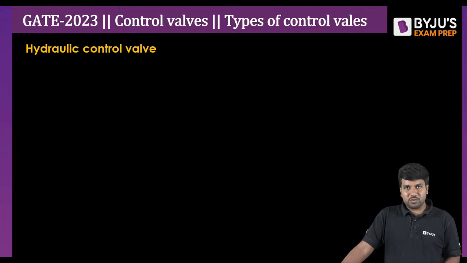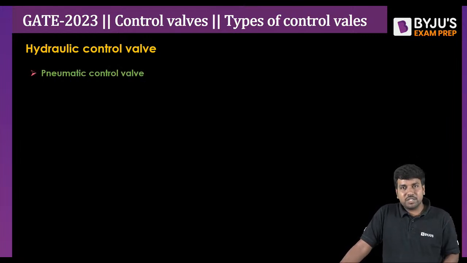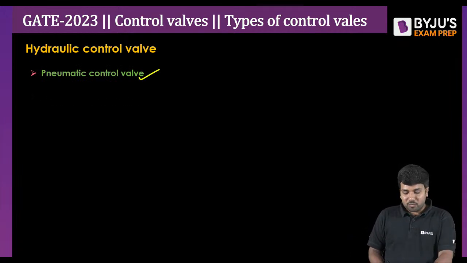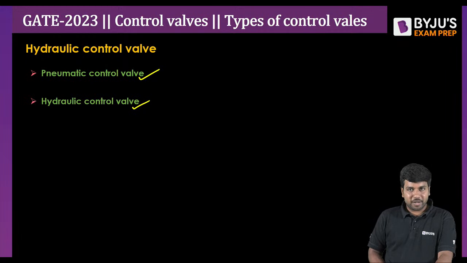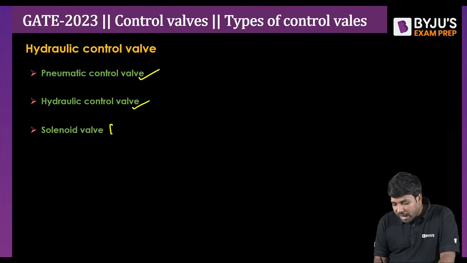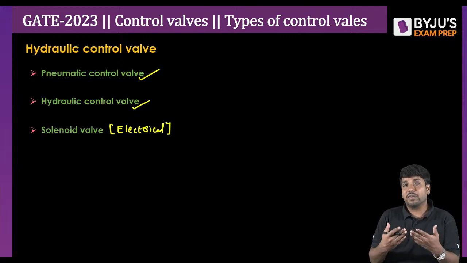So let's go to the next one, that is based on the actuation, how do we divide the control valves? Based on the actuation, the very first type of control valve is pneumatic type control valve, followed by the second one, hydraulic type, and the third one is electrical type, that is nothing but solenoid type valve. So what do you mean by actuation? I will tell you, don't worry. Actuation means by using which form you are able to displace the stem.